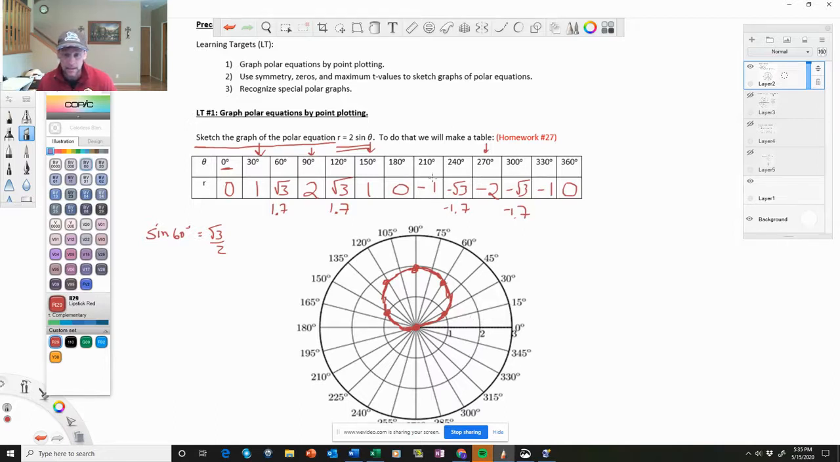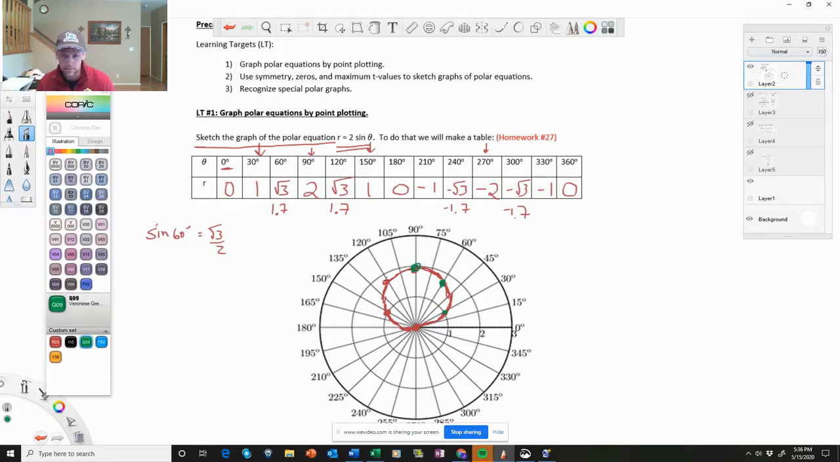Okay, now let's plug in 210 is -1. I'm going to actually change colors for this. I'm going to go to green for the second part. So 210 is -1. So here's 210, and -1 is there. 240 is -1.7. So here's your 240, and -1.7 is here. 270 is -2. So 270 is here, and -2 is going to be up there.